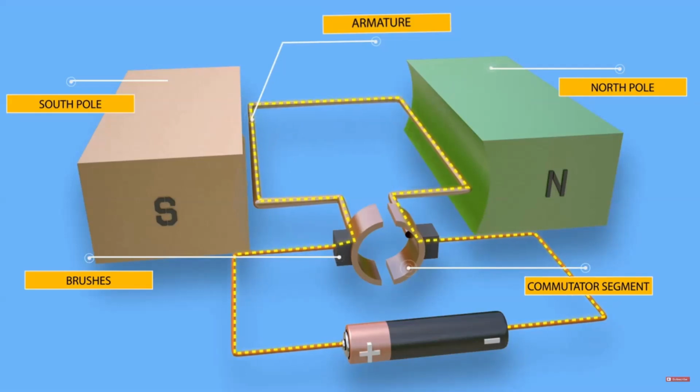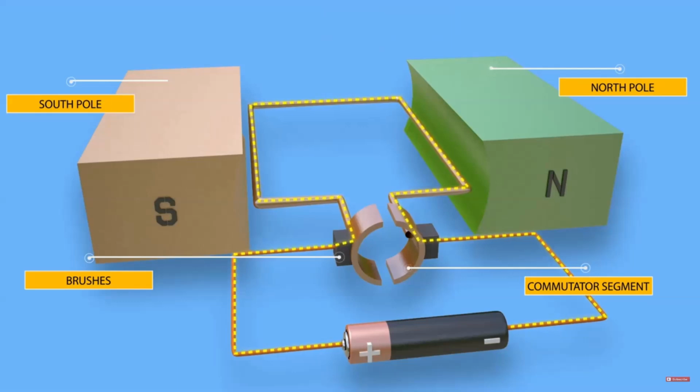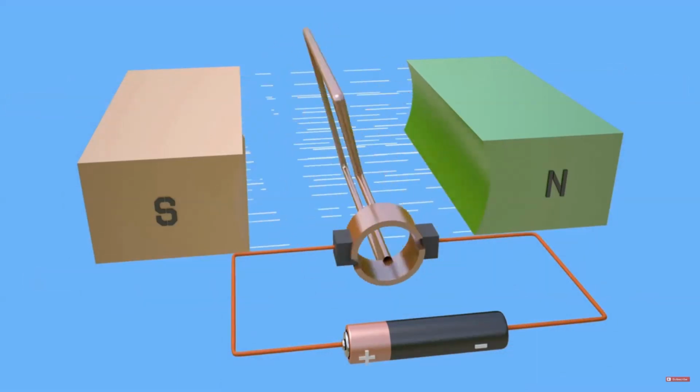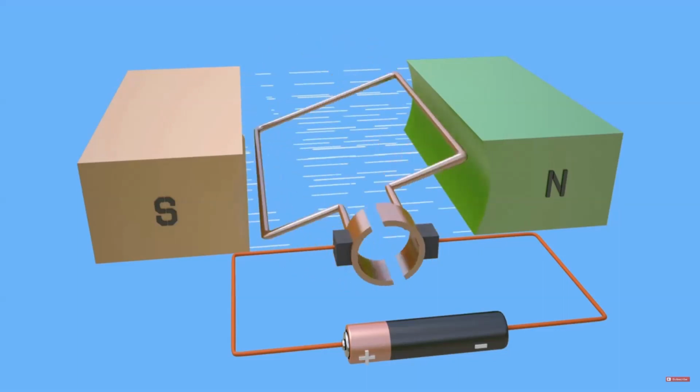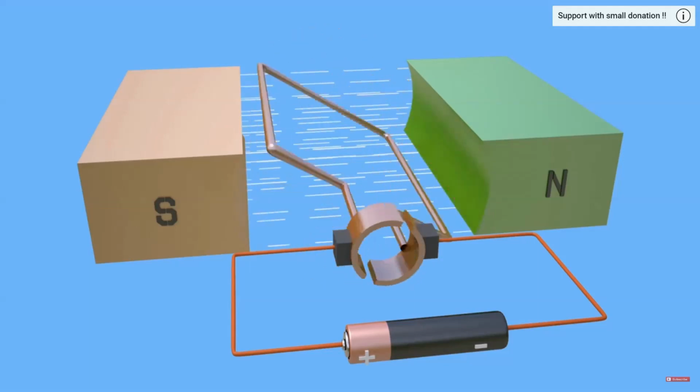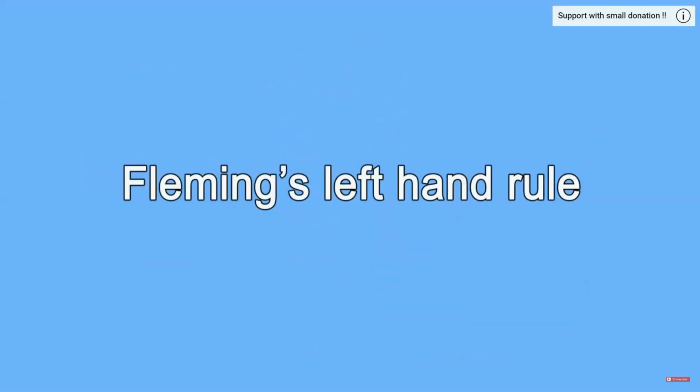Current in the left side flows inward, and current in the right side flows outward. As we see, the conductors carry current and are placed in a magnetic field. Both of them experience a mechanical force acting on them. The direction of mechanical force can be easily determined by applying Fleming's left-hand rule.